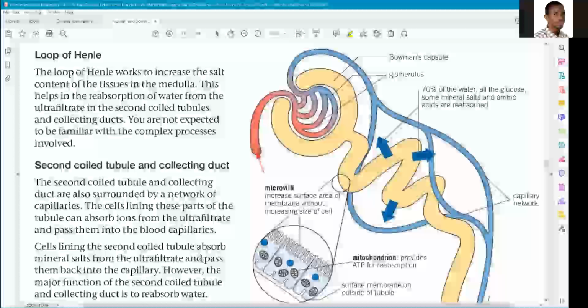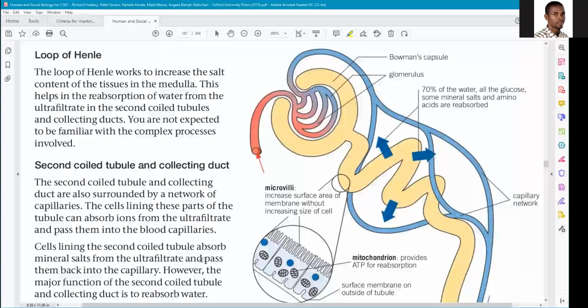The loop of Henle works to increase the salt content of the tissues in the medulla. This helps in the reabsorption of water from the ultrafiltrate in the second coiled tubule and the collecting ducts. You are not expected to be familiar with the complex process involved. They mention it in this book, like I was telling you just now, just to increase your understanding, but really and truly, this does not require as much detail as this particular book is putting out here.